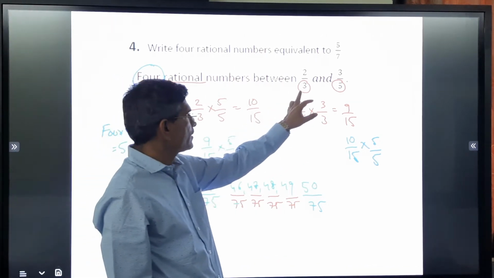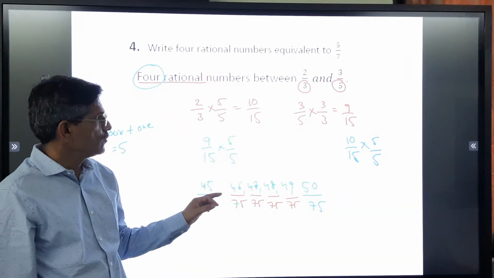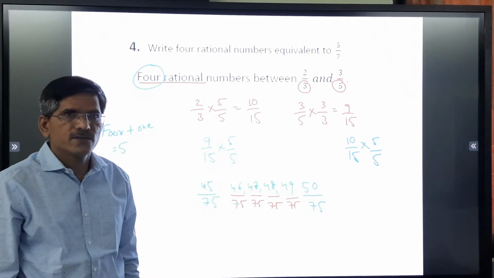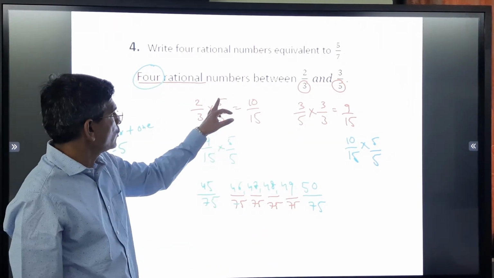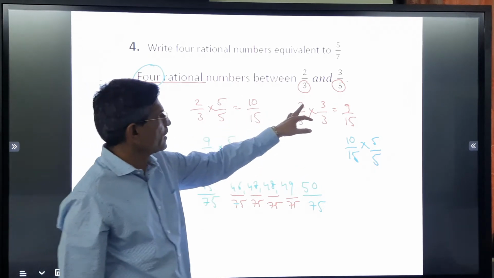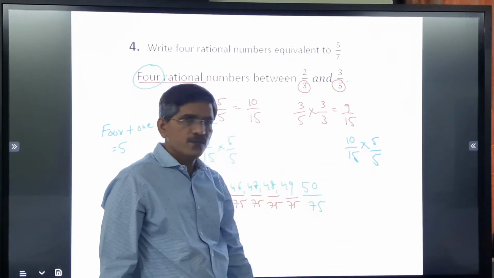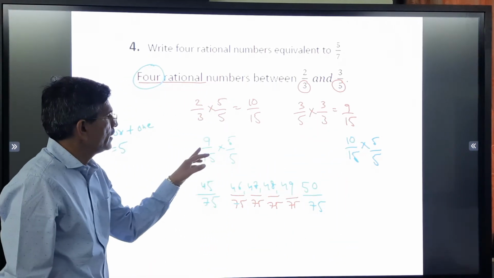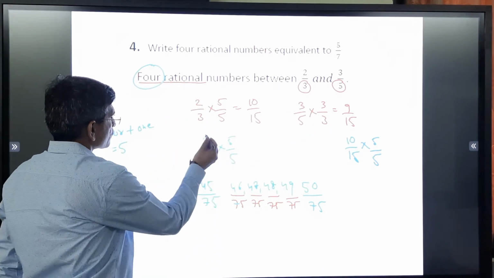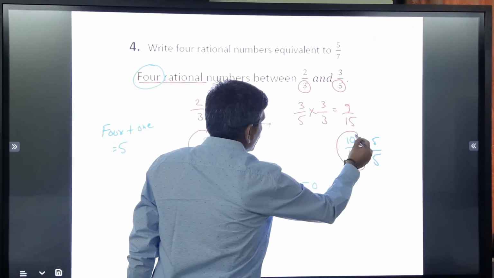What is the first target? 3 and 5. Denominators are not equal. At that time, what do we have to do first? We have to find the LCM. So the LCM of 3 and 5 is 15. So I have to multiply numerator and denominator by 5, so 10 upon 15. And the second term, 3 upon 5, multiply numerator by 3, that is 9 upon 15. Now between 9 upon 15 and 10 upon 15.